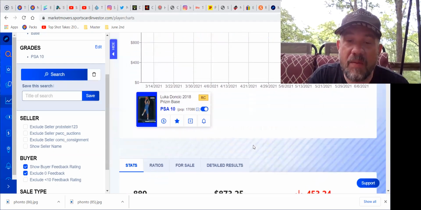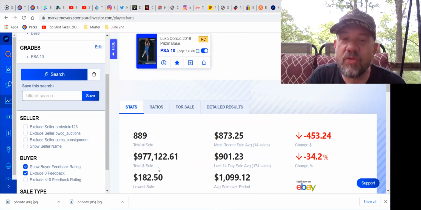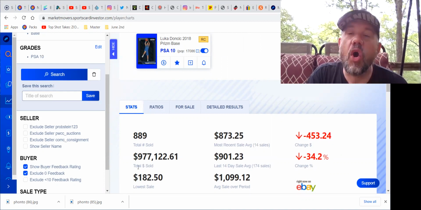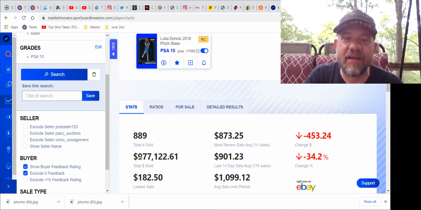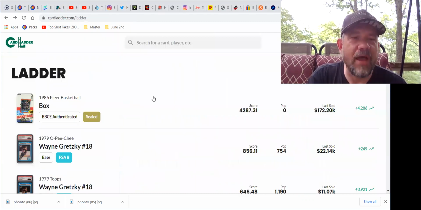What I love about Market Movers is they give you what's called the cumulative number total that's sold. And what they're doing is they're saying, hey, the 889 cards sold, the total value of all those accumulated is $977. That's not a market cap. That's accumulation of those cards that are sold. The most recent sale average of the last 14 is 873. And this is an important point to make. Now, let me go ahead and jump over here to another data tool. Oh, yeah, Card Ladder.